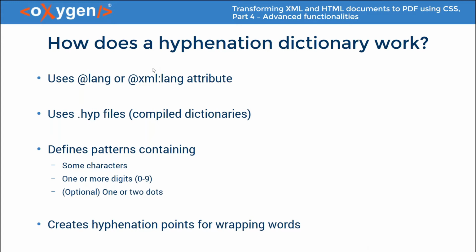The patterns I'm talking about are in fact defined as follows. They are some characters containing one or more digits between 0 and 9, and they can have one or two dots. The scope of these patterns is to create hyphenation points inside words to help the processor wrap them between lines.